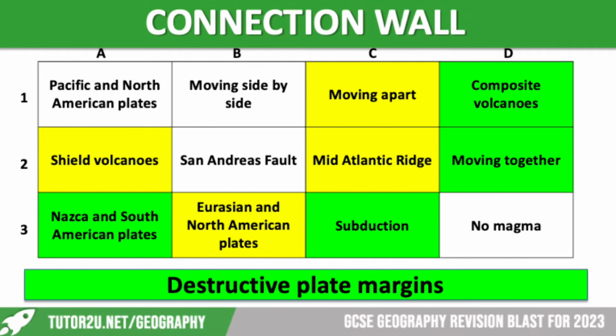We've then got destructive plate margins. So an example would be the Nazca and South American plates. They move together, subduction takes place, and we have composite volcanoes.